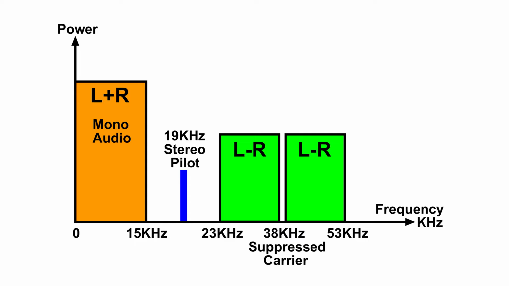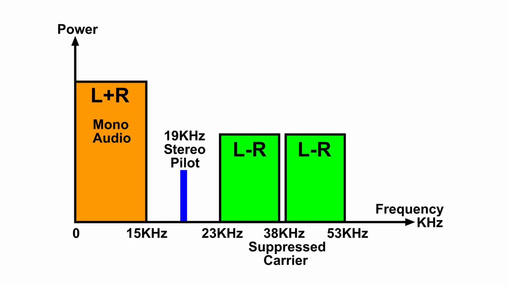Over on the left we have L plus R, which is the monaural audio. Then we've got a 19 kHz stereo pilot. And then we have some L minus R information and a 38K suppressed carrier.